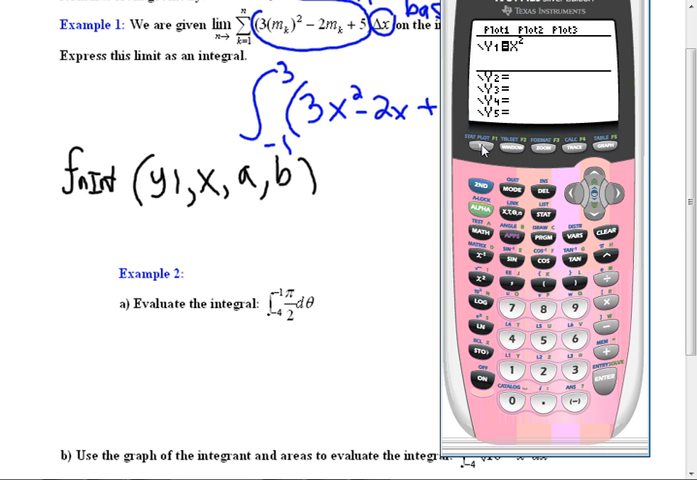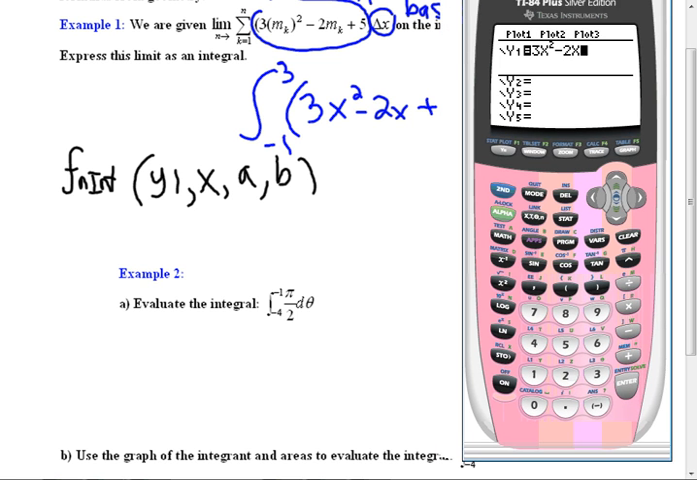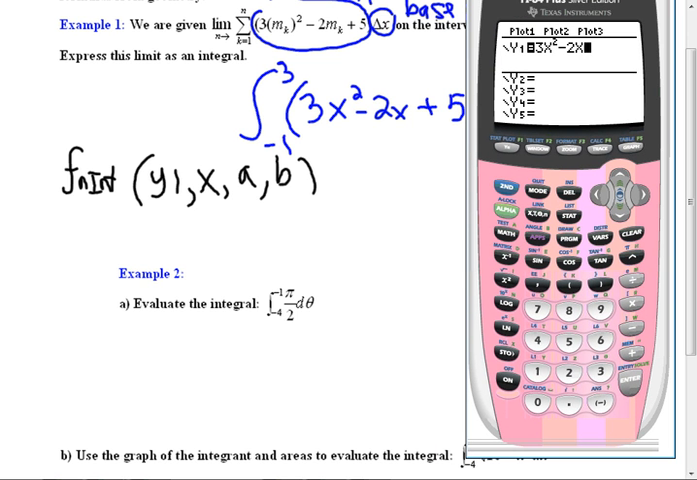So y equals, I'm going to clear that out. I'm going to put in 3x squared minus 2x, plus 5. I'm not going to graph it because I don't know where it is. Then I have to worry about how tall it is. I'm just going to use this function on math.